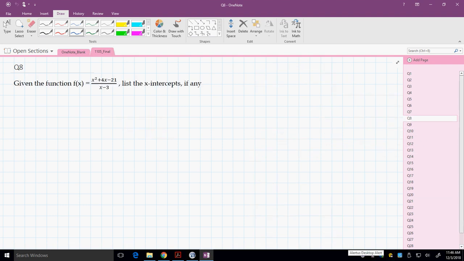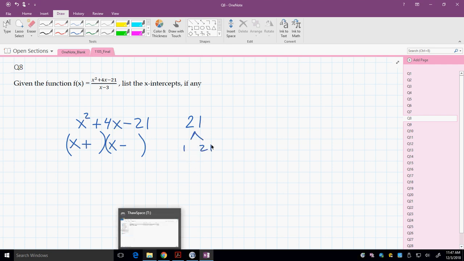Now we go to question number 8. Given the function, list the x-intercepts, if any. So we're going to write the numerator, which is the top of the fraction, and I'm going to factor. X squared is going to be x and x. Bring down the first sign, which is positive, to figure out the second sign. We'll multiply a positive and a negative, which gives me negative. So I know that I need to subtract because the signs are different.